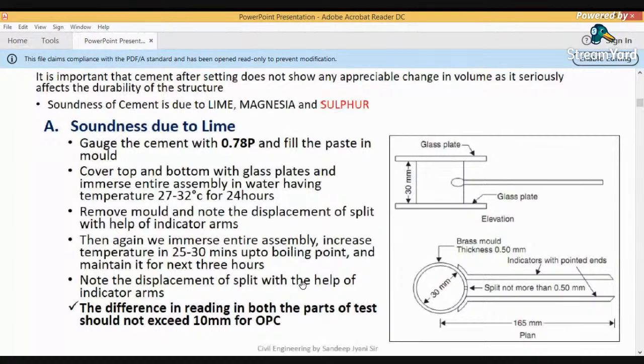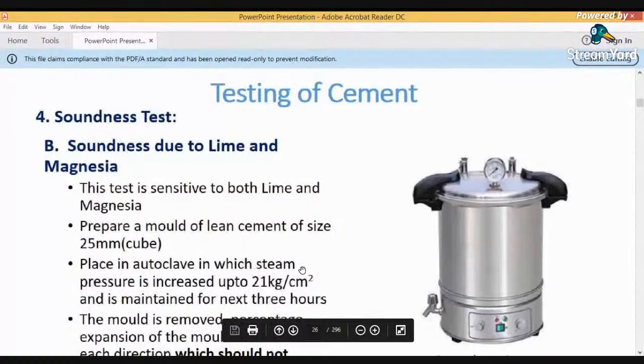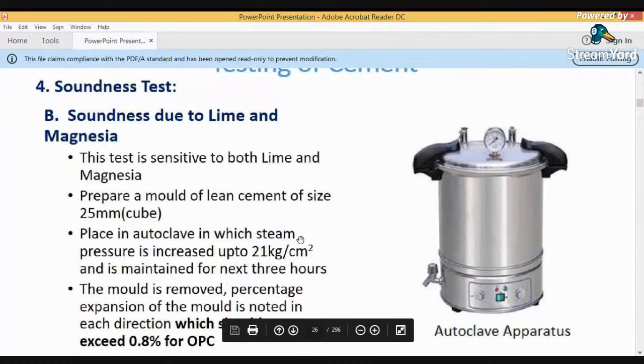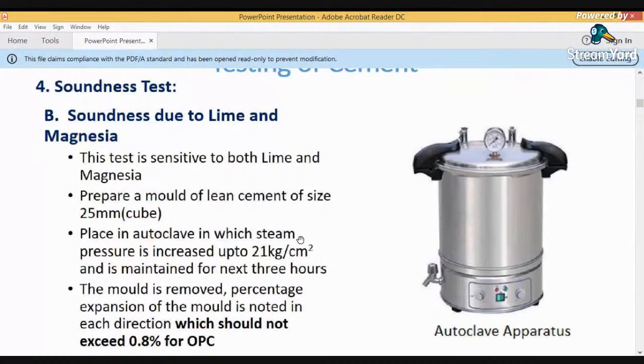If that will be more than 10 millimeter, then cement will not be used for the construction purpose. Okay, this is soundness due to lime. Then soundness due to lime and magnesia. Soundness due to lime can be measured by using Le Chatelier's apparatus, but the soundness due to lime and magnesia is generally measured by using one instrument that is called autoclave.